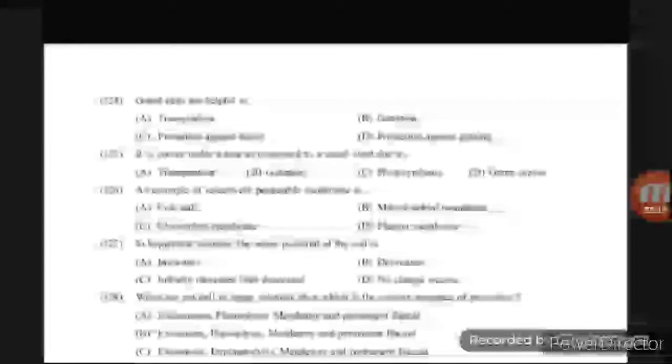So if we go to our next question, that is question number 125. It is cooler under a tree as compared to a metal shed due to A, transpiration, B, guttation, C, photosynthesis, or D, green leaves. Which option is correct, you have to say for question number 125.